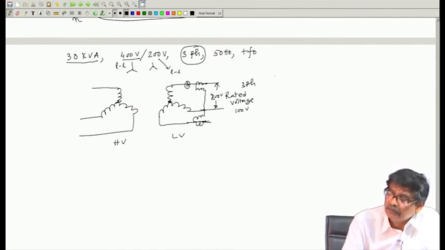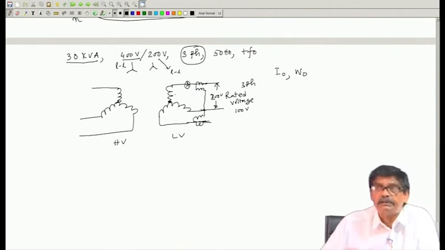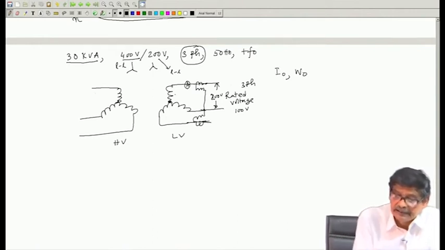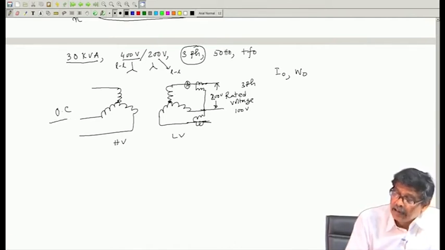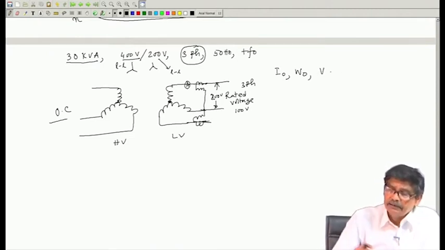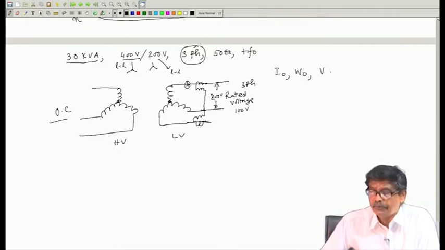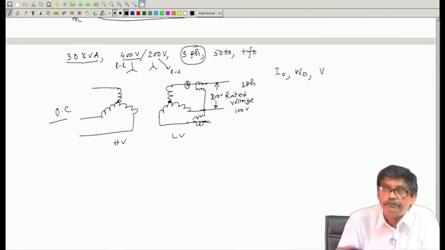So, note down I naught and W naught, the wattmeter reading. Secondary side is open circuit and applied voltage of course must be rated. So, you have a voltmeter as well connected here, so you know the applied voltage. Then what you do, you calculate the parameters in this way on the per phase basis.